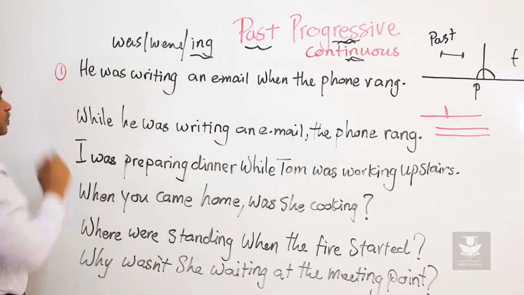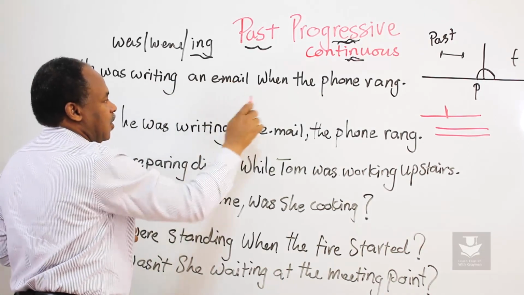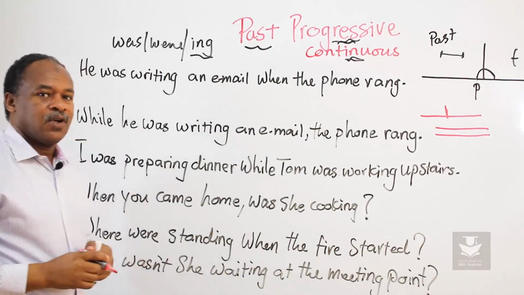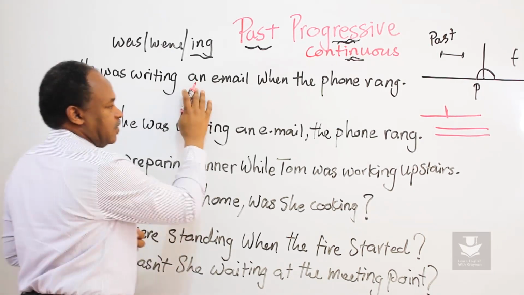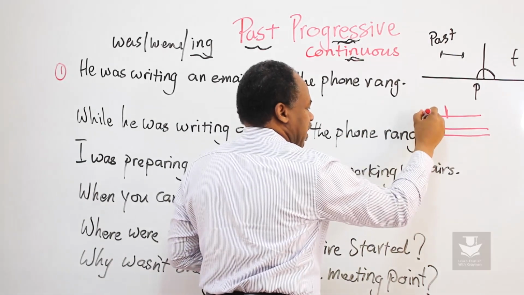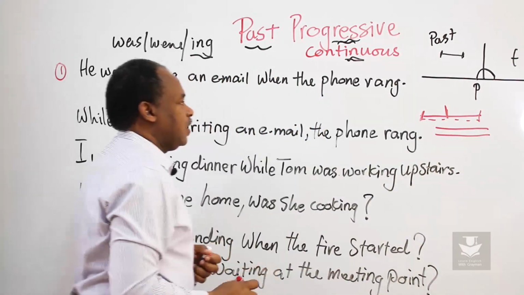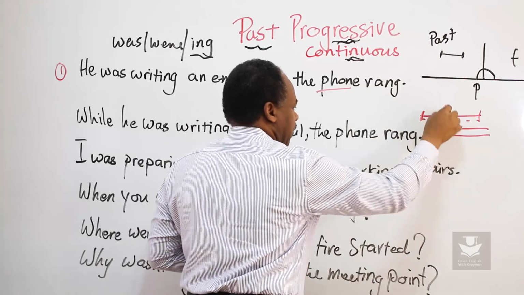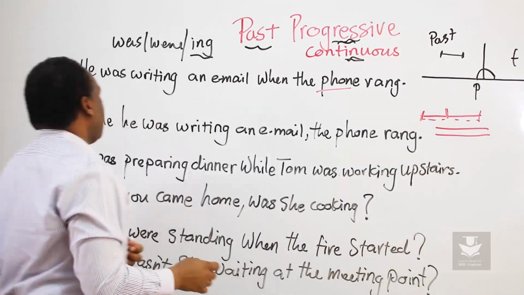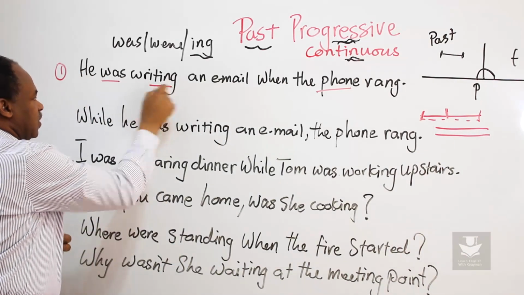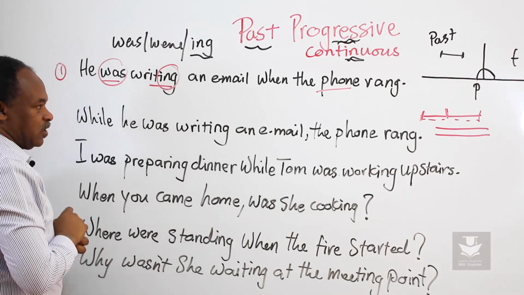Example number 1. Let's read it together. He was writing an email when the phone rang. Two actions. The long action is here. He was writing an email here. He started writing an email here. Up to here, he was writing an email. What happened? The phone rang. The phone rang. Two actions. One is long. That would be in the past continuous. It is past because it has got was. It is continuous because it has got ing.